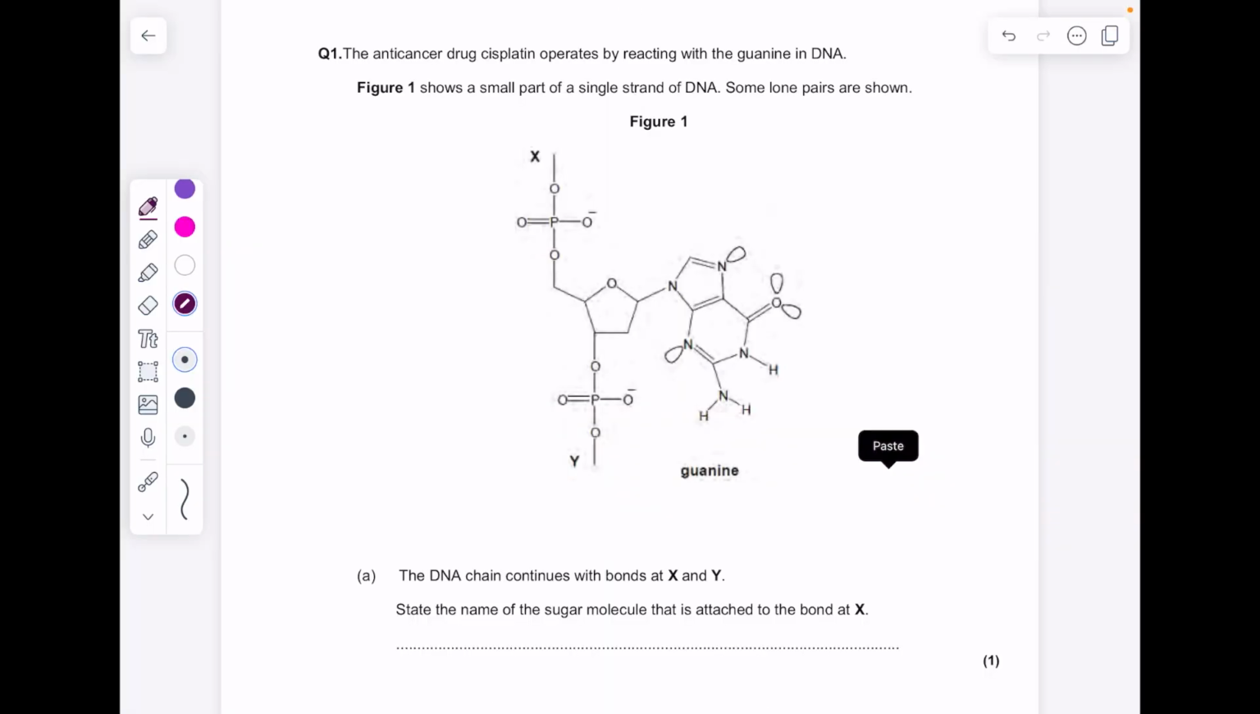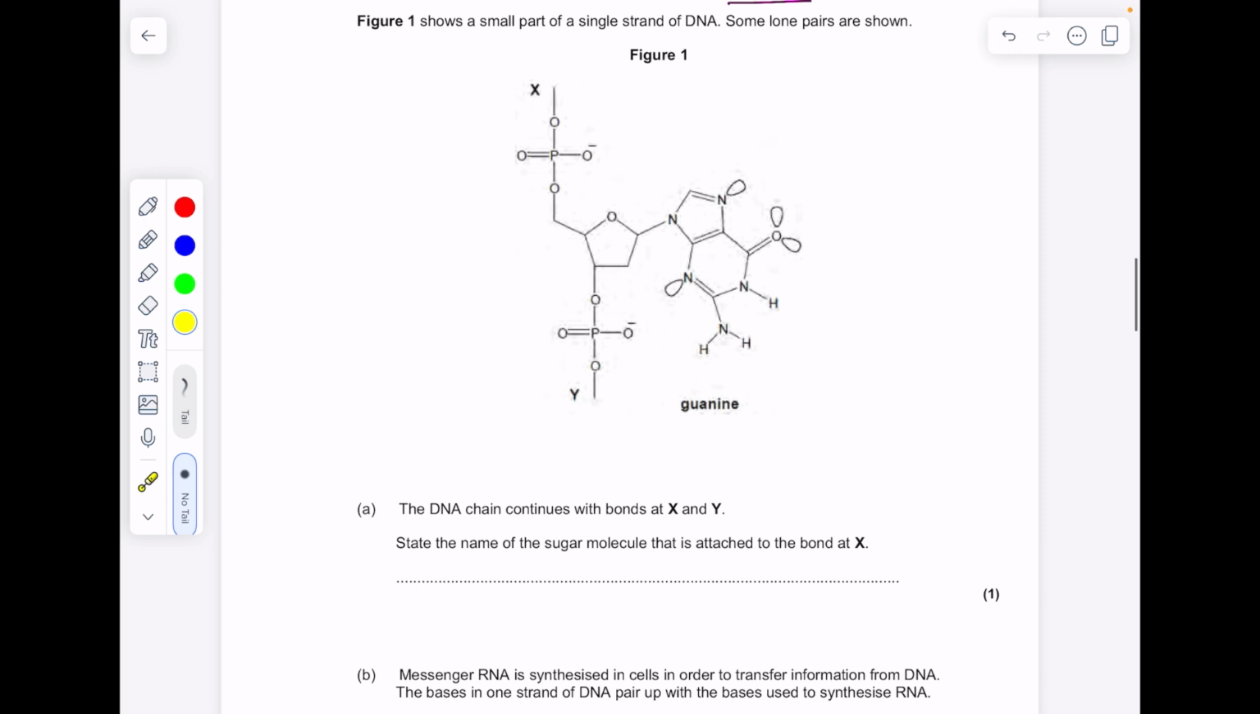The anti-cancer drug cisplatin operates by reacting with the guanine in DNA. Figure 1 shows a small part of a single strand of DNA. Some lone pairs are shown. Remember, this is the phosphate that I was just telling you about. Here's our deoxyribose, forming the backbone, phosphate, sugar, phosphate, and here's our guanine base. The DNA chain continues with bonds at X and Y.